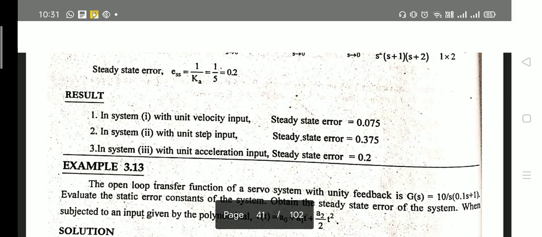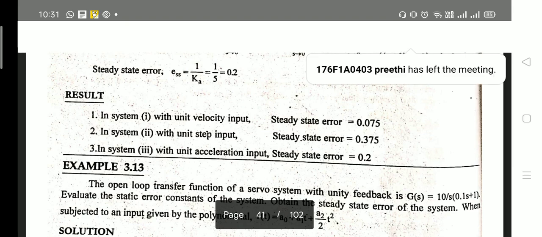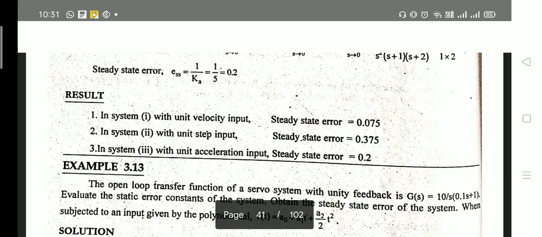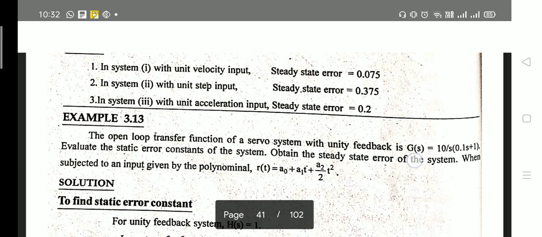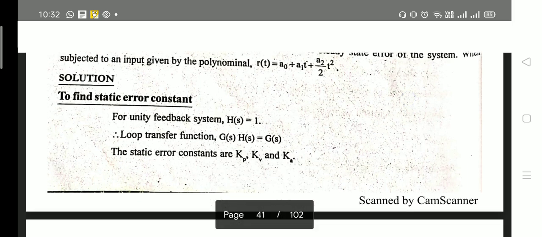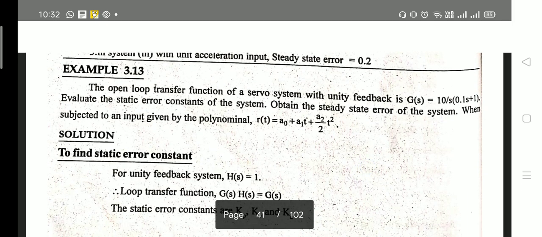These are the final results for the steady state error for the velocity input, step input and acceleration input. This is the same as the first problem.